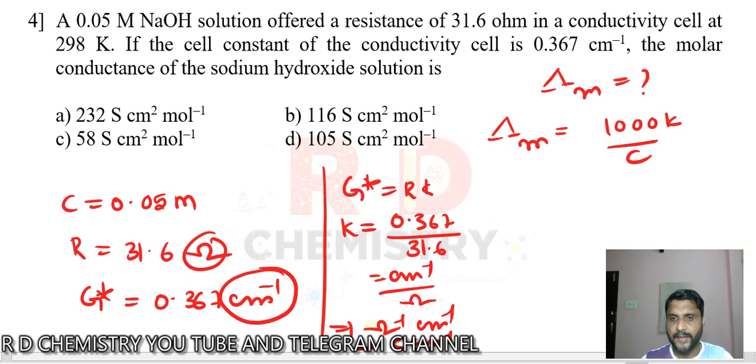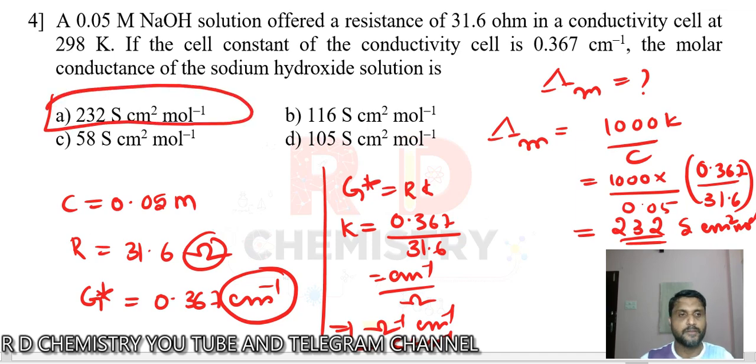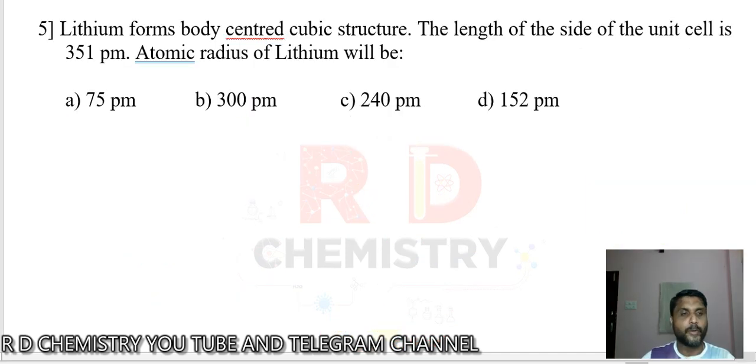So we'll be writing this directly now. 1000 into kappa K, which is 0.367 divided by 31.6, and divided by C, the concentration. Concentration is equal to 0.05. So when you calculate all these, the answer would be 232 Siemens centimeter square per mole. Okay, clear? So the answer is option number A, the first one.